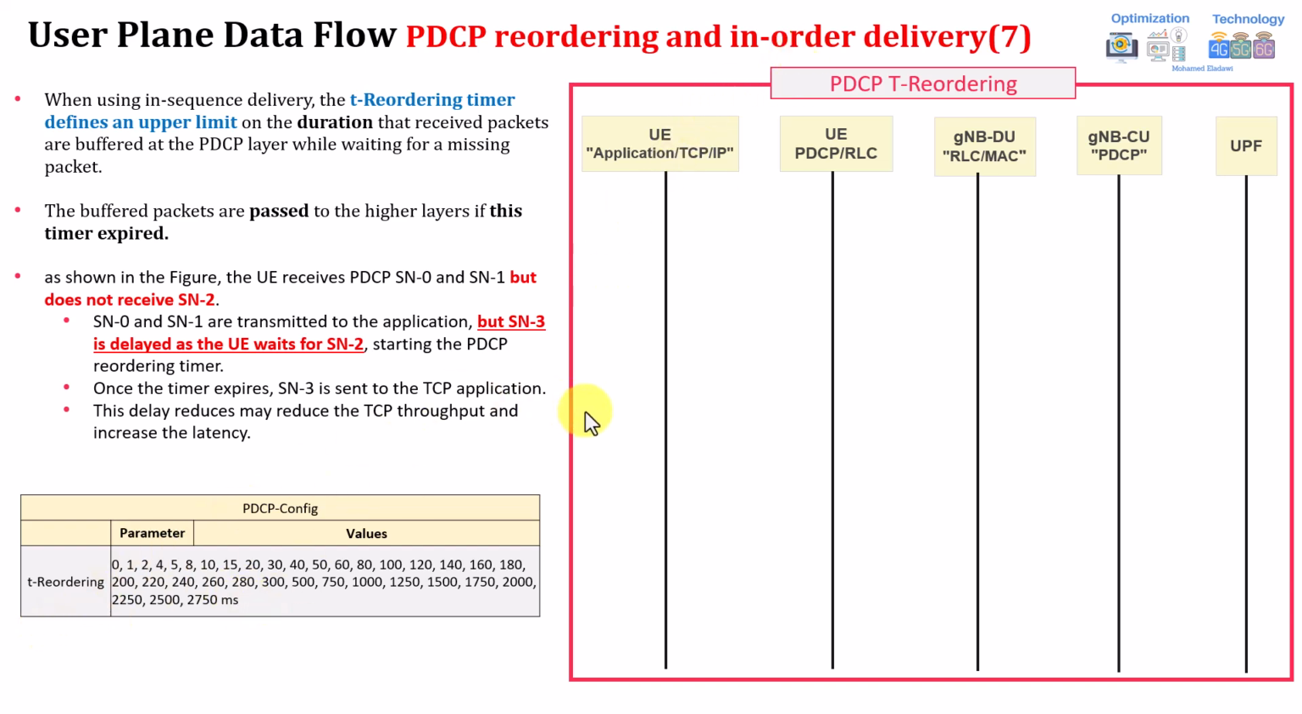It's at the receiver side. So here in the figure on the right, I'm assuming the data is coming in the downlink direction from the UPF, assume from the application layer, till it reaches the UE, which is the receiver. So there will be a timer here called reordering. So let's see how this works.